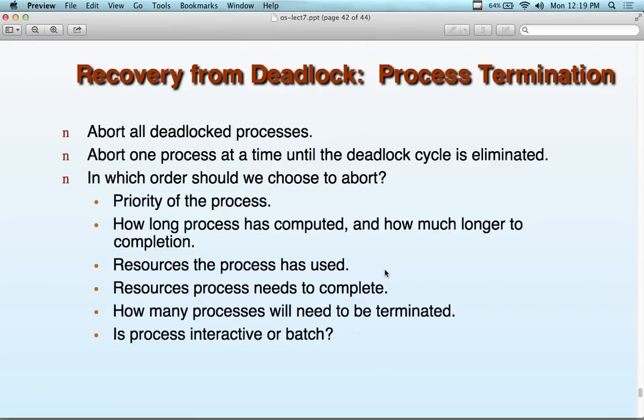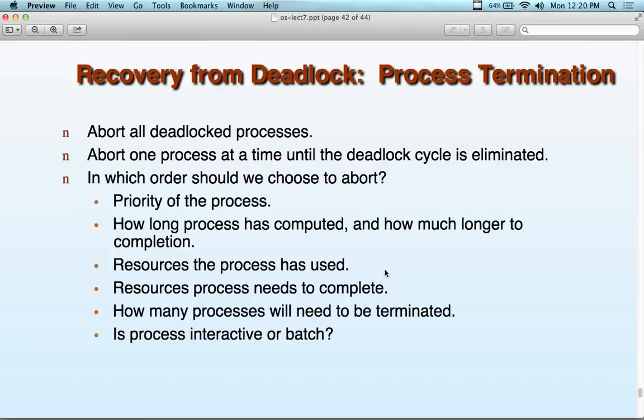Abort one process at a time until the deadlock cycle is eliminated, perhaps. That's another choice you could do. And then in which order should you choose a process to abort? You're just going to randomly pick a process in the cycle and abort it? It could cause problems in your recovery. So you can pick a priority. If one process keeps getting aborted because it's causing a deadlock, you're going to starve that process. So you can keep track of which one and not pick the same victim over and over again.